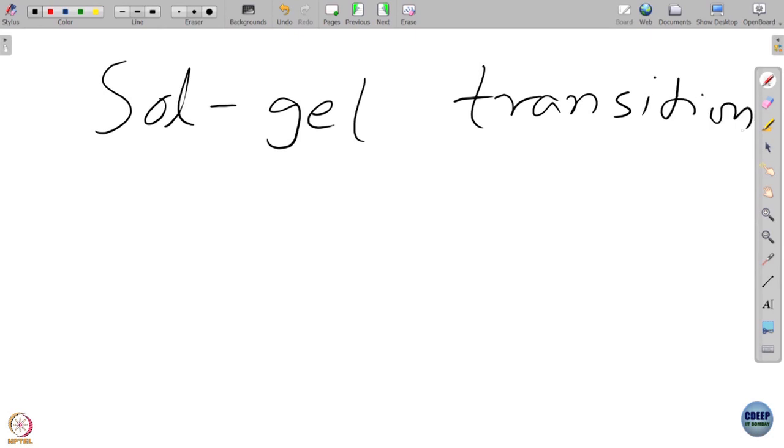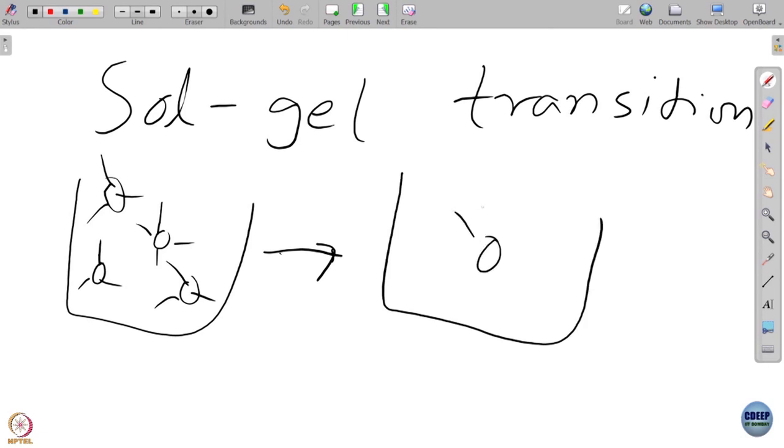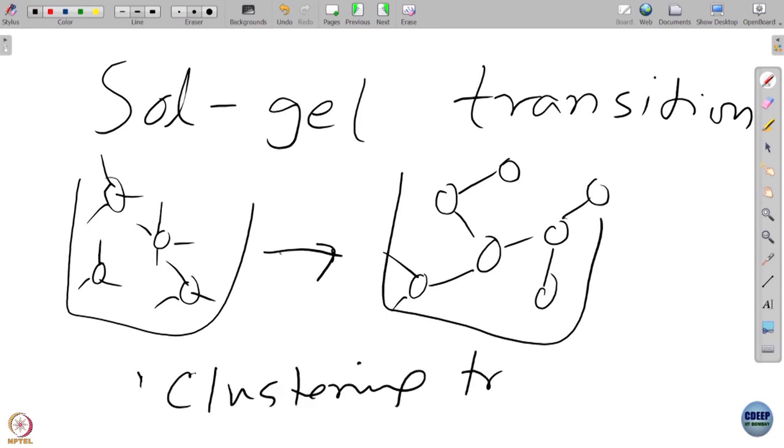This is a very common phenomenon: when you have a sol and you have polymers with functionality 3 or 4, and you increase the concentration or lower the temperature, though it is not thermodynamics, then they form a gel phase. How do I know they form a gel phase? The viscosity diverges. So the Sol-Gel transition is a clustering transition. Large clusters appear.